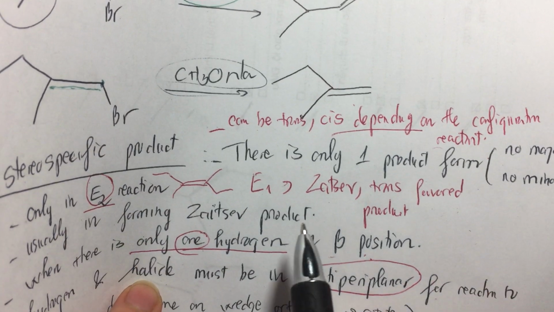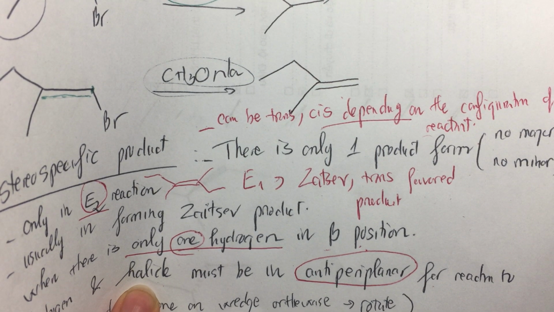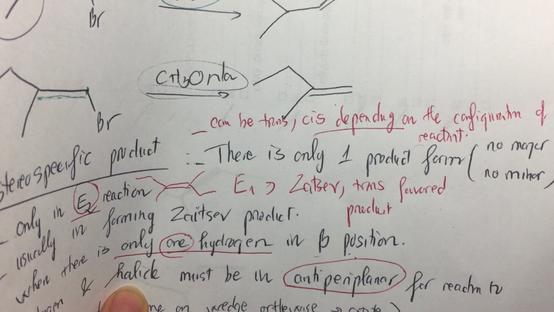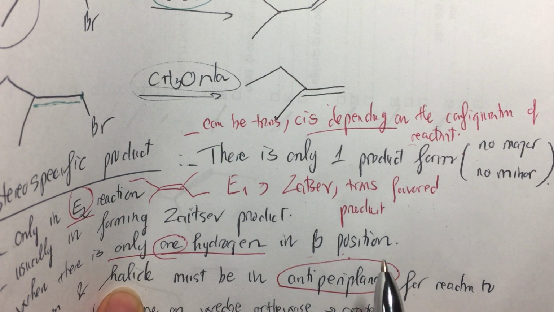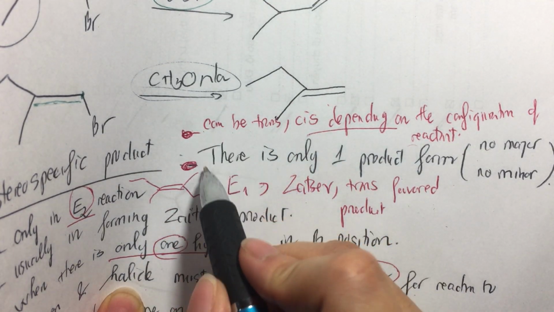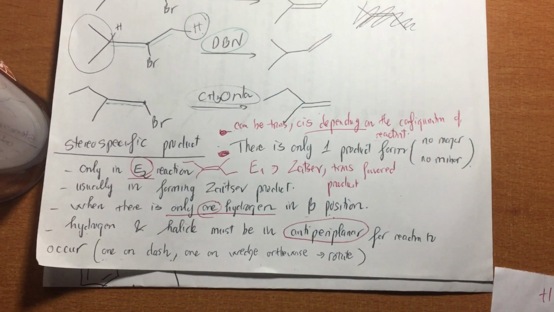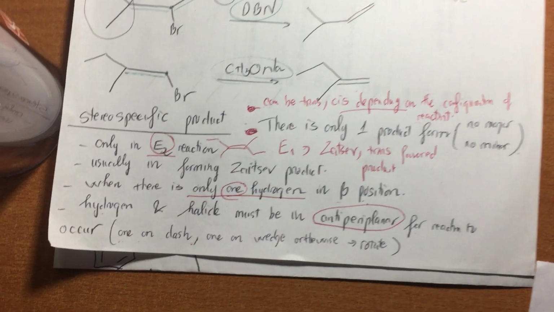However, in an E2 reaction that is not stereospecific, we have major products and minor products, more than one product formed. Usually if we have two, the major would be trans, favored more than the cis product, and it does not depend on the configuration of the reactant. This is the opposite of the stereospecific product. These are the two characteristics you want to remember. Let me zoom out so you can take some notes.